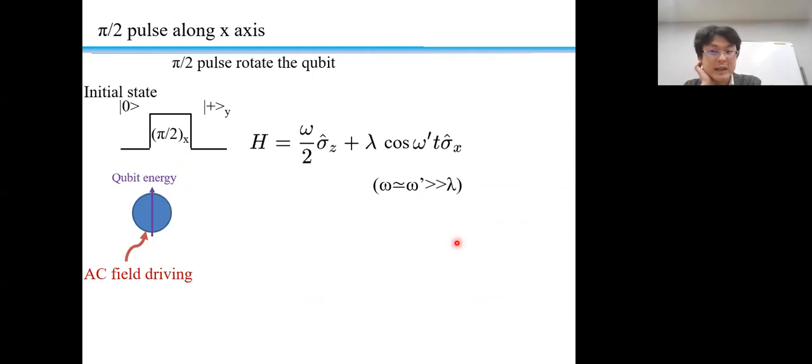Before explaining the details of the spin lock technique, let me explain what a half pi pulse is. There is a concept of pulse operation for a gate-type quantum computer, and a half pi pulse is used to rotate the qubit. Let's say we prepare the zero state. The zero state is a spin down state, and we let this state evolve by this Hamiltonian. This effectively means rotation along the x-axis. So we prepare the down state, and after performing this unitary evolution, we can prepare the spin state along the y-direction, like this one. If we apply the sine-type AC magnetic field, this is rotation along the y-axis. So we can prepare the plus state, like this one. This is called the half pi pulse.